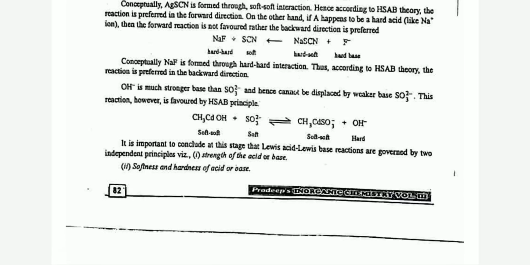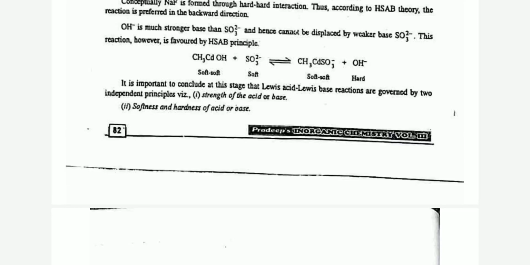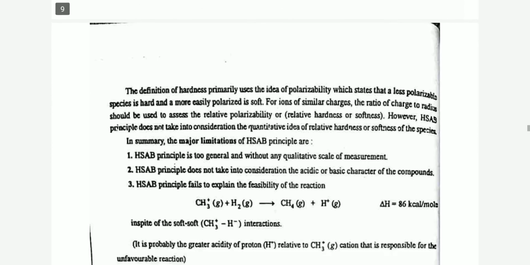CH3CdOH plus SO3²⁻ in equilibrium with CH3CdSO3⁻ plus OH⁻. It is important to conclude at this stage that Lewis acid-Lewis base reactions are governed by two independent principles, viz. 1. Strength of the acid and base, and 2. Softness and hardness of the acid or base.